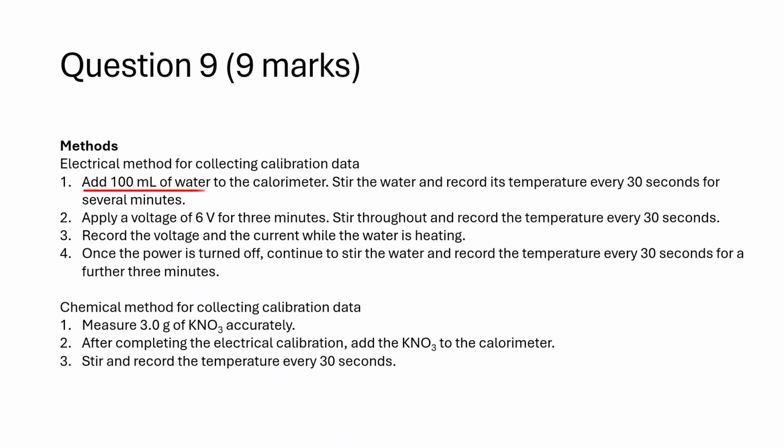Electrical method for collecting calibration data. Add 100 milliliters of water to the calorimeter. Stir the water and record its temperature every 30 seconds for several minutes. Apply a voltage of 6 V for 3 minutes. Stir throughout and record the temperature every 30 seconds. Record the voltage and the current while the water is heating.